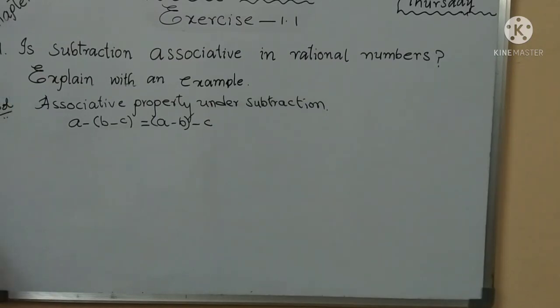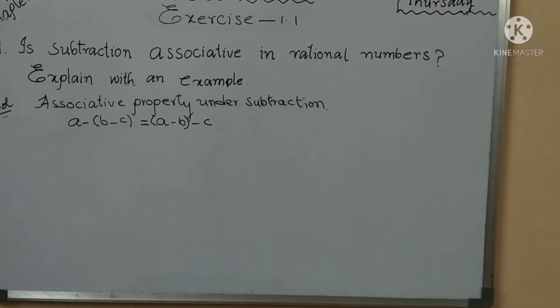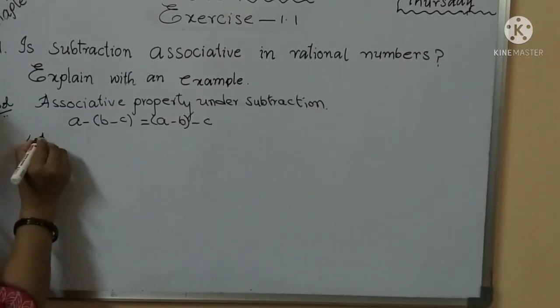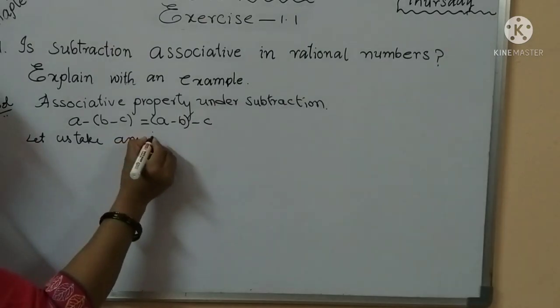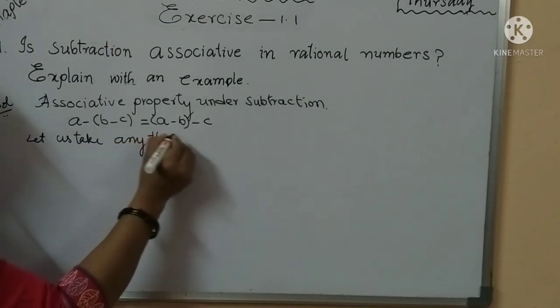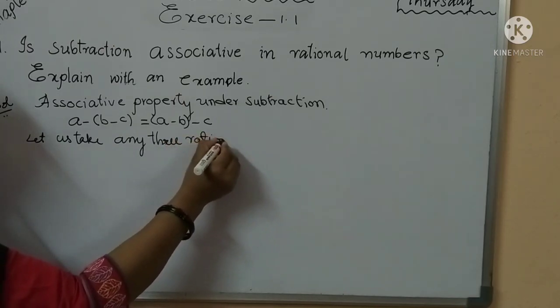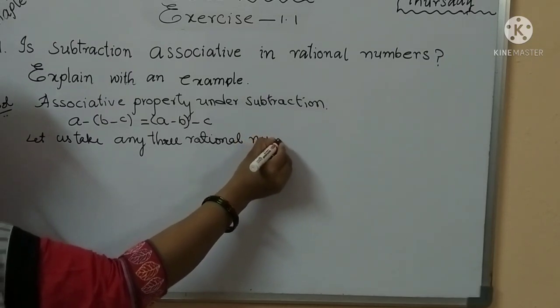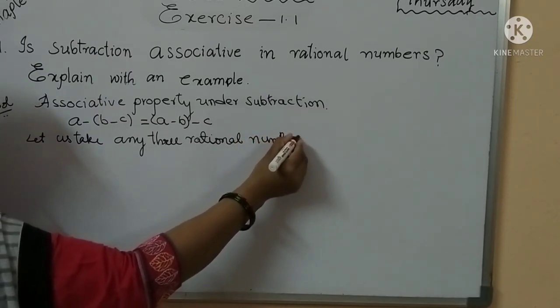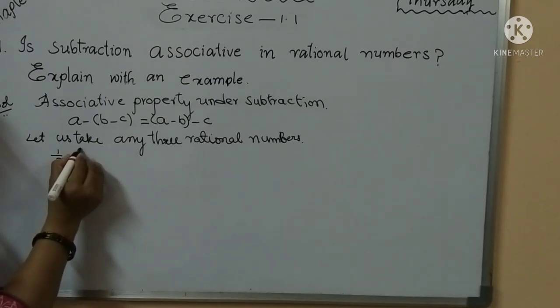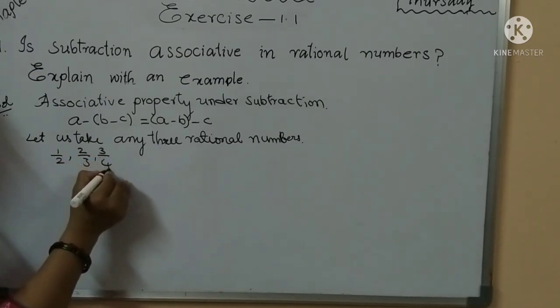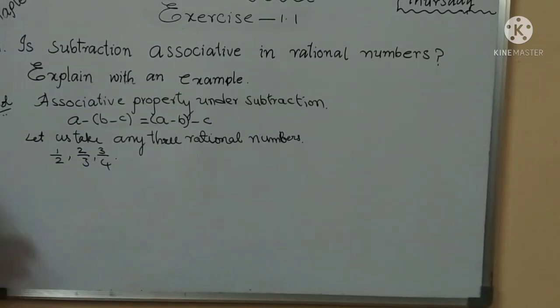Then the question says explain with an example. So let us take any three rational numbers: 1 by 2, 2 by 3 and 3 by 4. These are three rational numbers. Then we will substitute them into the equation.